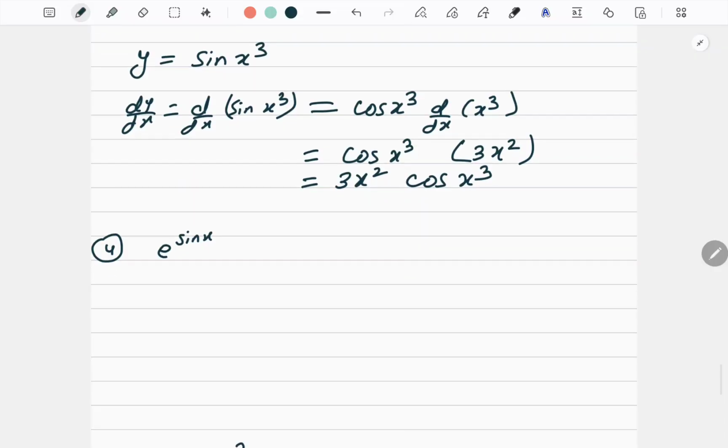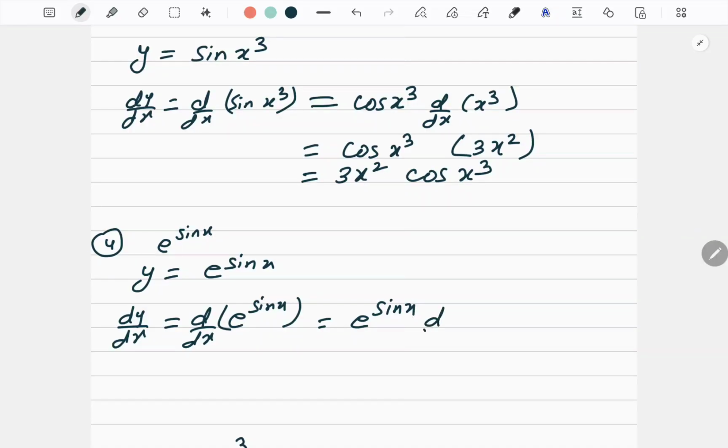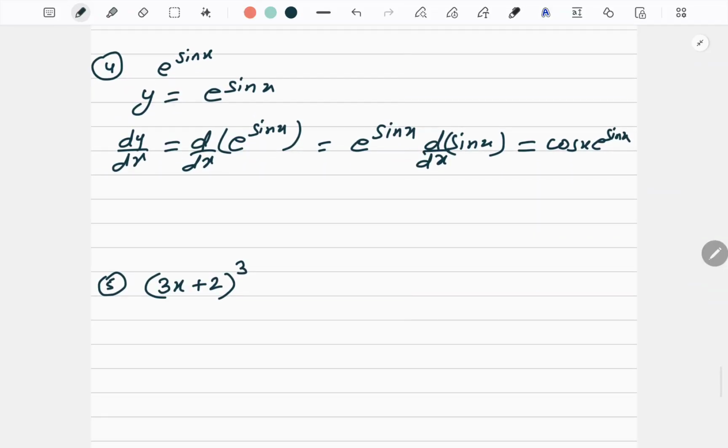Correct? Now look at this one. Now y is equal to e to the power sin x. Okay. So dy by dx is equal to d by dx of e to the power sin x. Now what is happening? This d by dx is first hitting e. So this will become e to the power sin x. And then it will go and hit the second one, that is sin x. That's why it is called chain rule, because d by dx is moving in front in a chain and hitting all the functions and working. So d by dx of sin x is what? Cos x. So cos x e to the power sin x. Right?